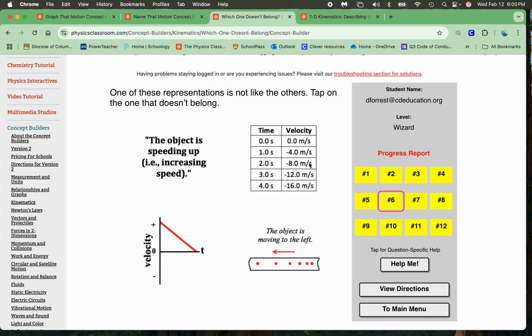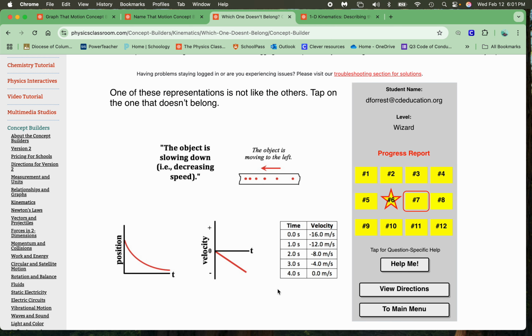Here's a data table. So these 2 agree because this is going up more and more negative velocity, so it is speeding up. This has got a negative velocity and it's going faster. So those 3 agree, so it's probably this one. This is slowing down. It starts at a very high positive velocity and is going towards 0. So that is not correct.